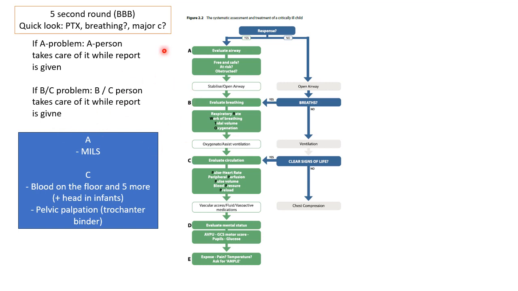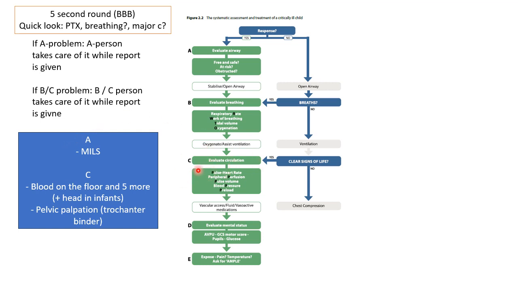In addition to all of these things in A, we'll do MILS. I already talked about that earlier, mobile inline stabilization. Someone at the head pushes on both shoulders of the patient with the patient's head in between their forearms, making them stable. And then you have the C, where we talk about blood on the floor and four more.